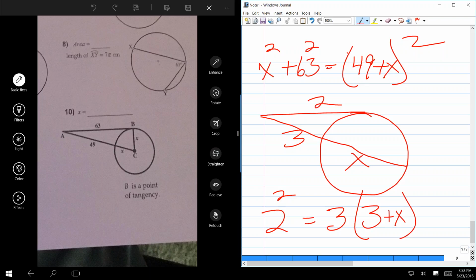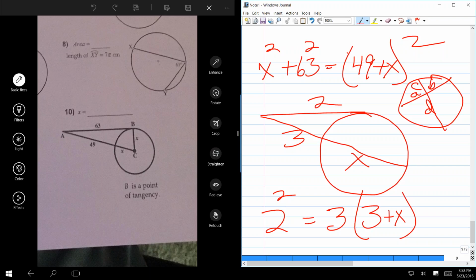Okay? Different than intersecting chords. When we have intersecting chords, it's always A times B equals C times D. In other words, it's one segment times another segment. Well, when you intersect outside of the circle, it's never that. It's always the segment outside the circle times the entire length of the segment.